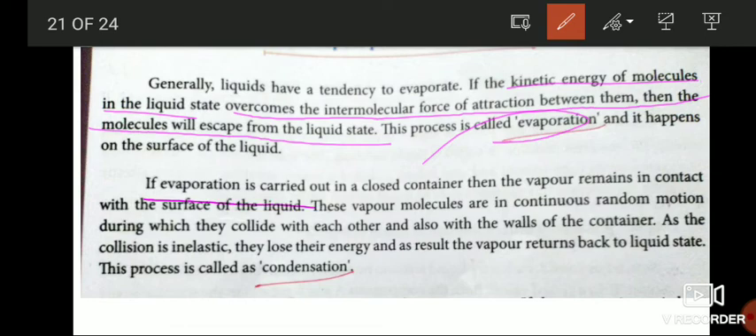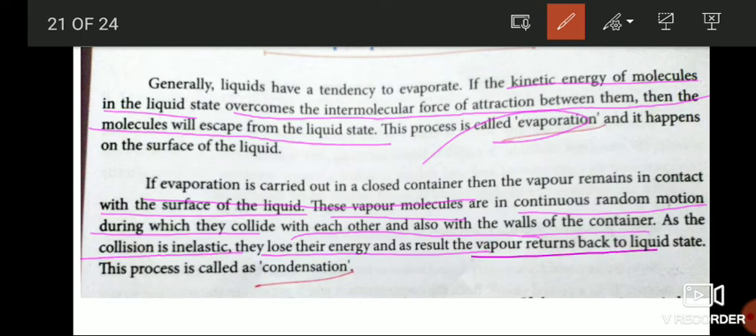If the evaporation is carried out in a closed container, then the vapor remains in contact with the surface of the liquid. These vapor molecules are in continuous random motion, during which they collide with each other and also with the walls of the container as the collisions are inelastic. They lose energy, and as a result the vapor returns back to the liquid state. The process is called condensation.